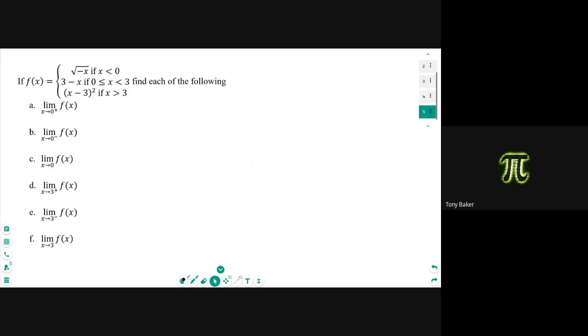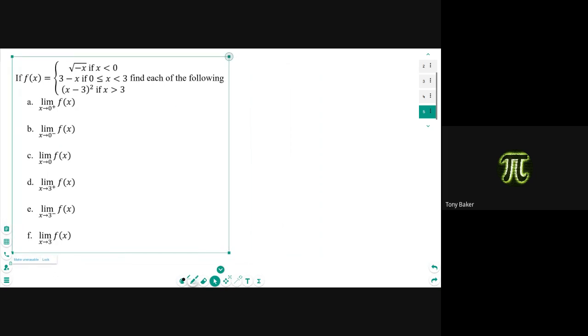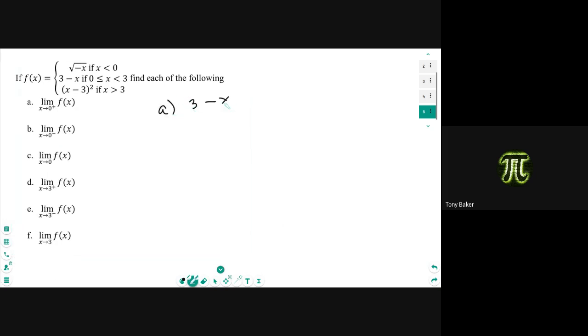Well, that one's greater than 3. So if we're looking at 0, we're going to look at the first or the second one, right? The second one is where x is greater, so that's the one we're going to look at. So A is 3 minus x, and if we plug in 0 to that, we get 3.